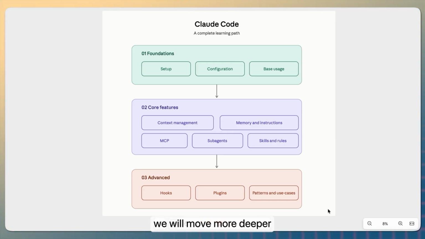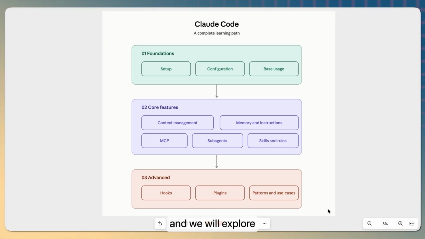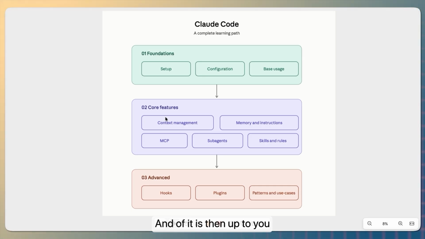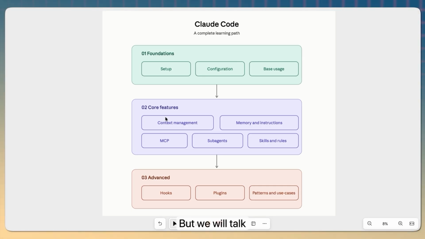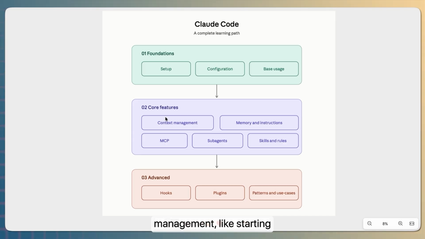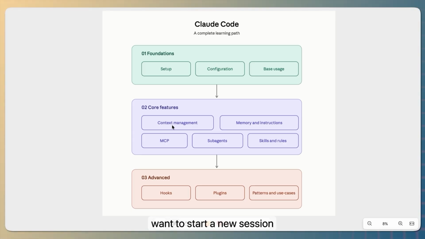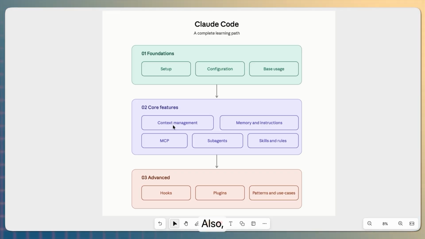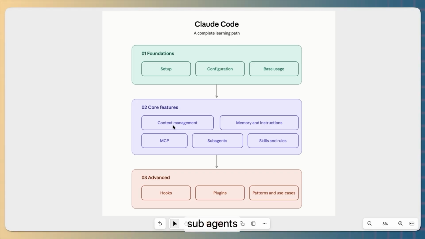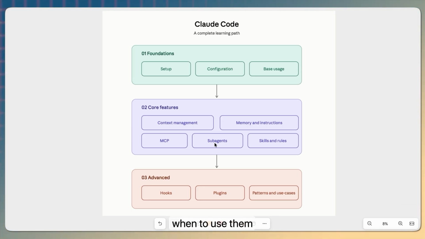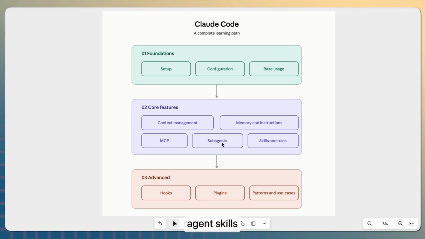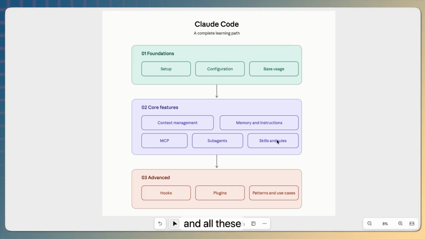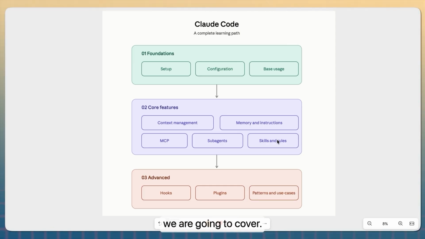Thereafter, we will move deeper into Claude Code and explore all these advanced core features. Of course, it is then up to you whether you want to use them or not. But we will talk about efficient context management, like when to start a new session and how to manage the memory across these sessions. Also, we will dive into building sub-agents, what they are and when to use them. Then we will dive into agent skills, when you should use those skills and how to build good skills, and all these important things we are going to cover in this course.